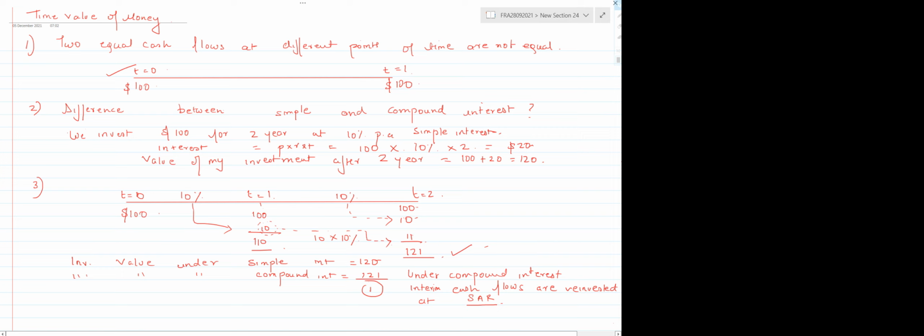The basic difference between simple and compound interest is that under compound interest, interim cash flows are reinvested at the stated annual rate. Under simple interest, interim cash flows are not reinvested, right? So the value of your investment under compound interest would always be higher than that of simple interest, right?